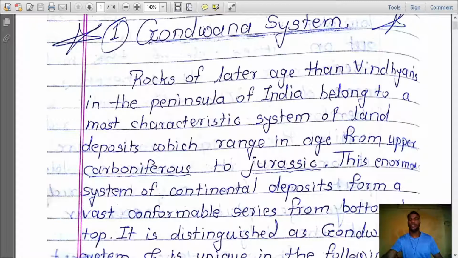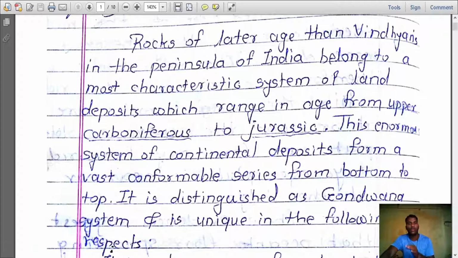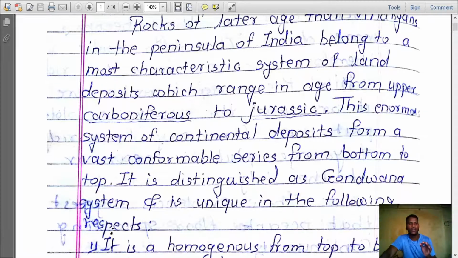Gondwana rocks, or the Gondwana Supergroup, are rocks of later age than the Vindhyan in the peninsula of India, and belong to the most characteristic system of land deposits, which range in age from Upper Carboniferous to Jurassic. This enormous system of continental deposits forms a vast conformable series from bottom to top. It is distinguished as the Gondwana system or Gondwana supergroup, and is unique in the following aspects.